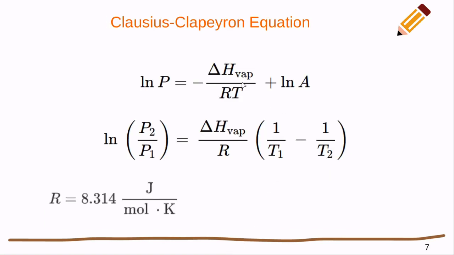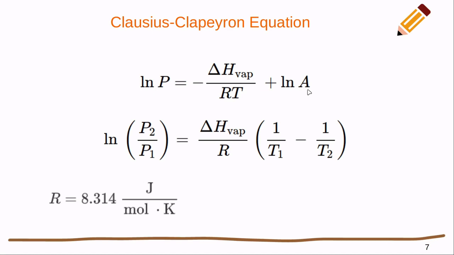We have the Clausius-Clapeyron equation. You're going to see this in our homework and in our quiz, okay? And it comes in 2 different forms. We have this form here that's going to relate the pressure, with the natural logarithm, to the enthalpy of vaporization, which you would be given in the problem, the gas law constant, and the temperature. It has this additional factor here, A.